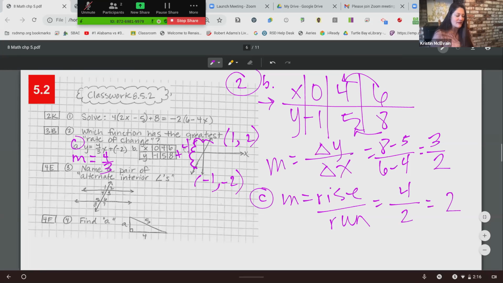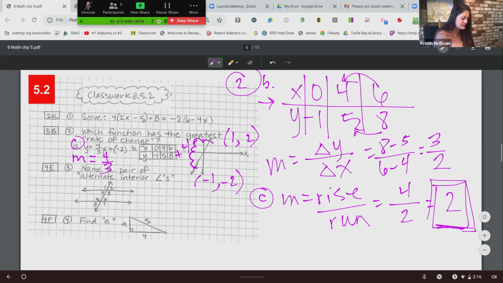Now we were talking about, or I guess I was talking about, which is bigger, 4/3 or 3/2, which we could easily figure out. However, we want to see which one has the greatest rate of change. C, the slope is 2, which we know is bigger than 4/3 and 3/2. So the biggest rate of change is C. And yeah, so that one's cool.